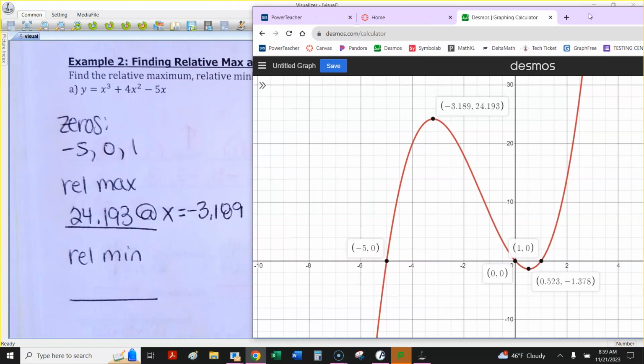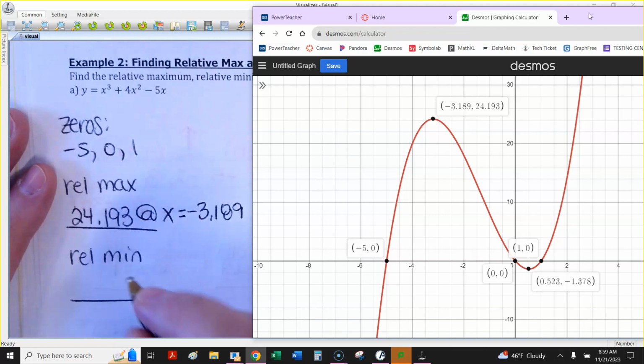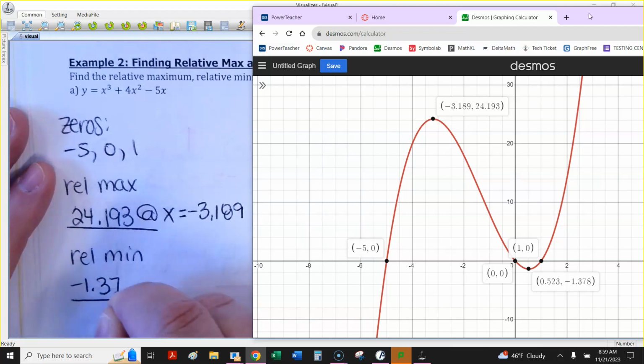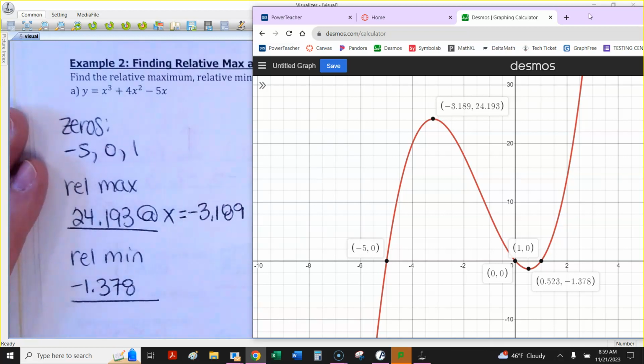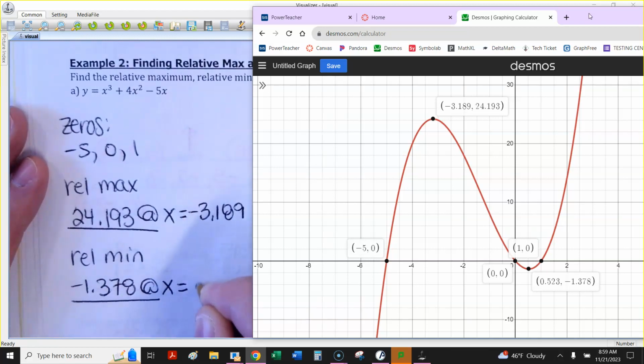Okay, now the relative minimum would be like the bottom of the parabola here. So this would be that point right here. And sorry, sometimes these points have a lot of decimals. I'm just going to go ahead and write them out. So this is -1.378 at the x value of 0.523. That's all you have to write.